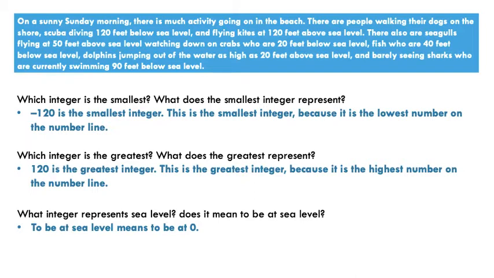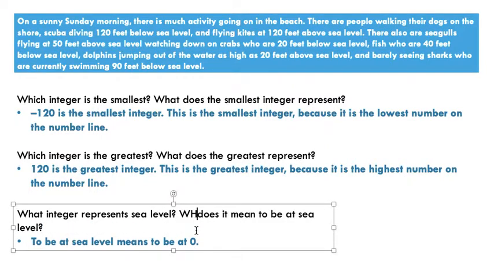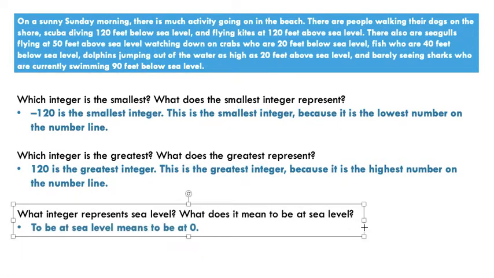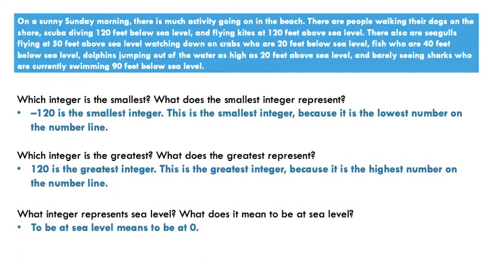And then we have, what integer represents sea level? And then what does it mean to be at sea level? So to be at sea level means to be at 0. Okay, so you're not above or below, you're just there, so at 0, in between being above and being below.